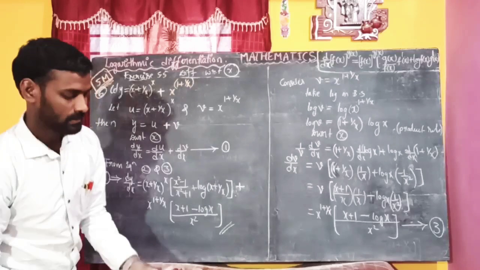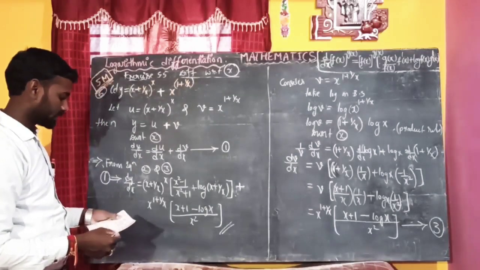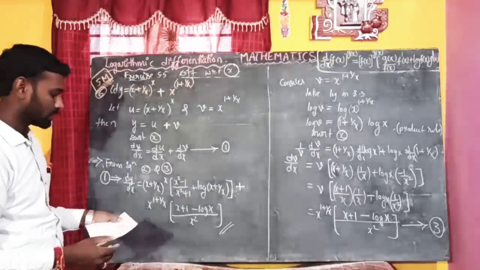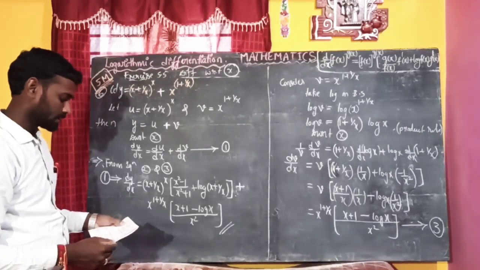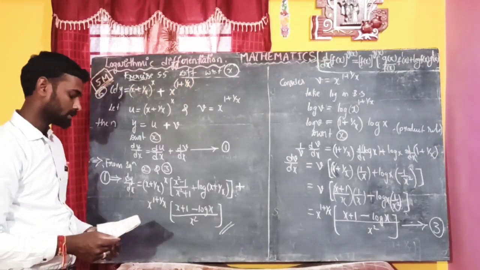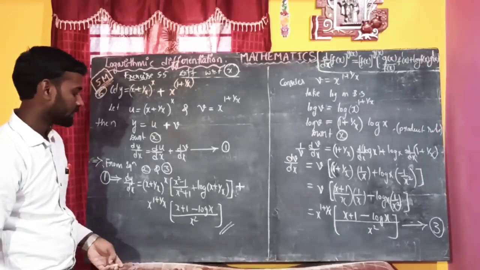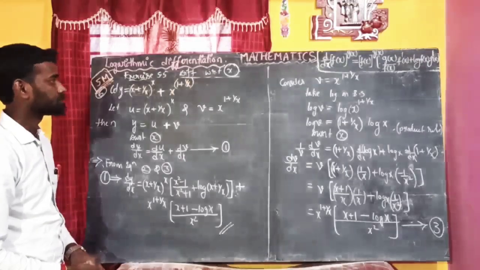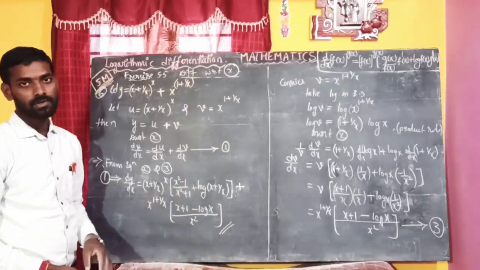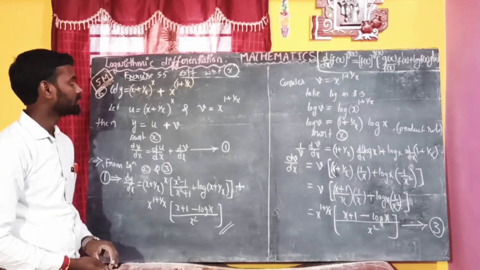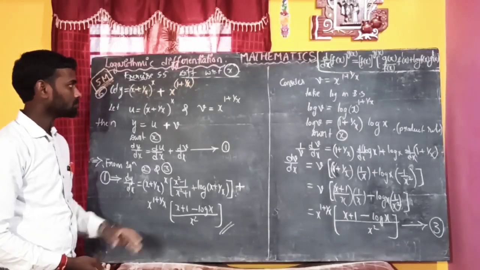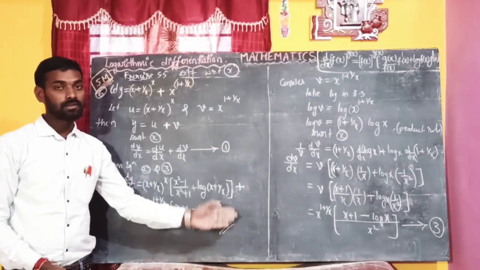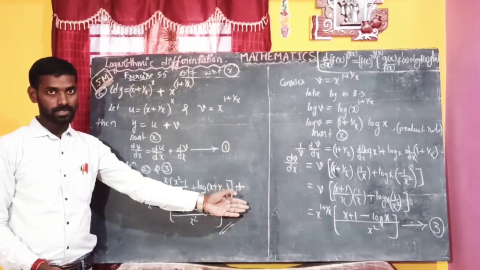Let us check this. x plus 1 by x whole power x into x square minus 1 by x square plus 1 log 1 plus 1 by x plus x plus x power 1 plus 1 by x plus 1 minus log x by x square. Alright. We have to go like this for 5 mark question. Okay. Now, like this we will solve the remaining problems.